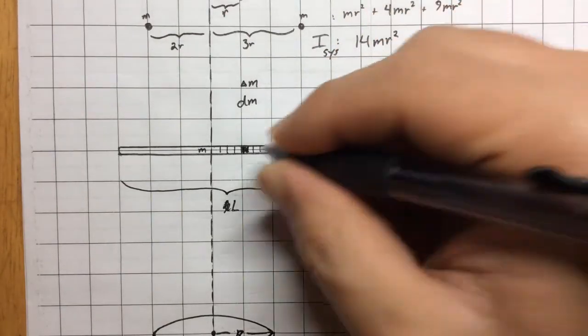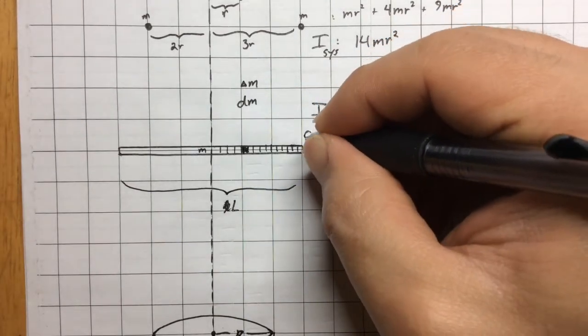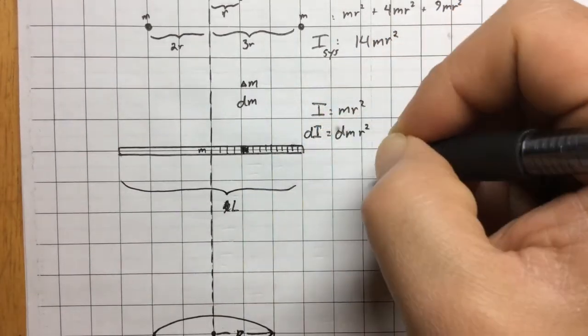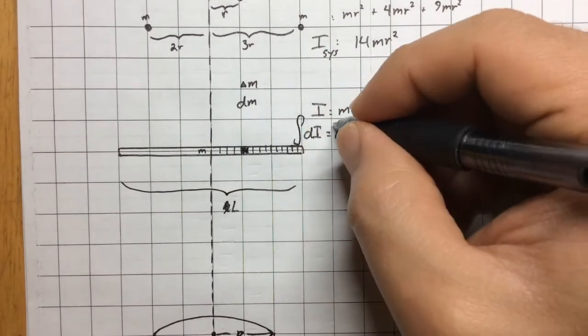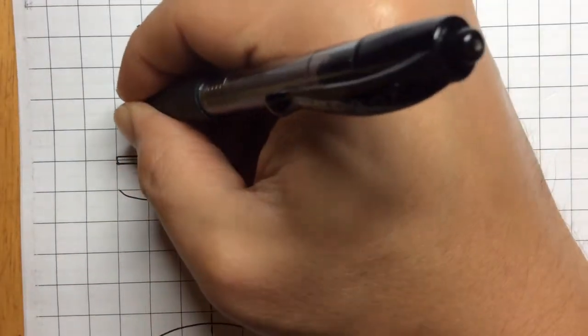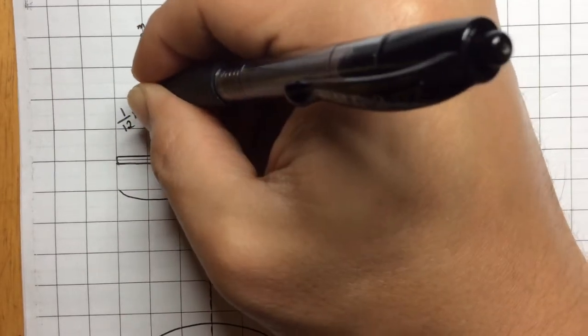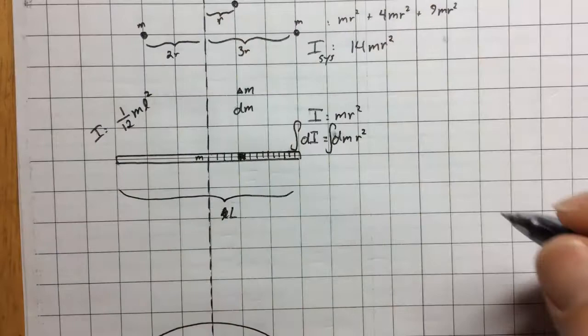And if we have one of these little masses times its radius away from the center squared, we get a little bit of the inertia. And the idea is we're going to add all those together to get the inertia of this rod. Now I know that the inertia of a rod is 1/12 the mass of the rod times the length of it squared. So I know that. And here we're just going to prove it.